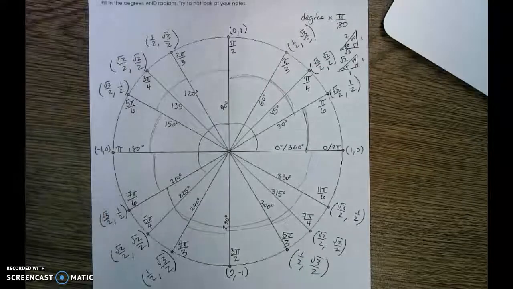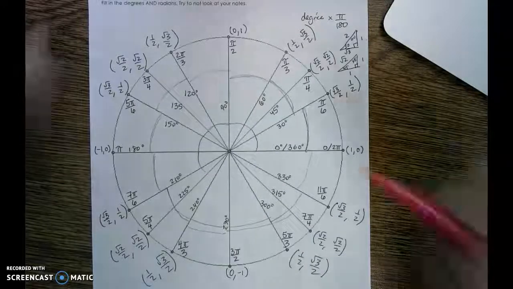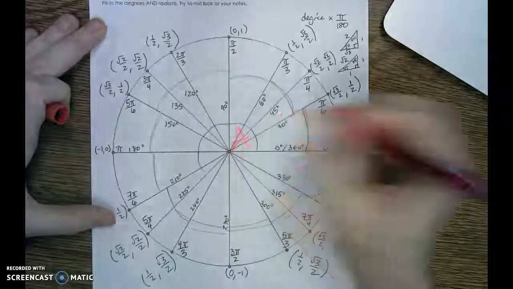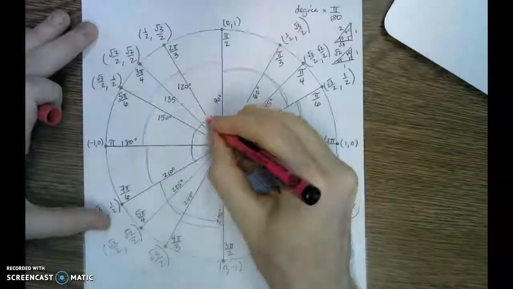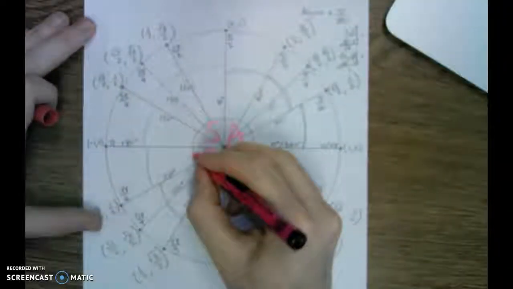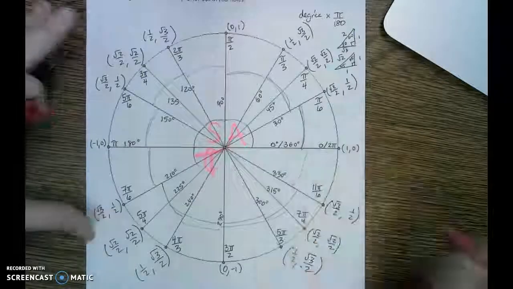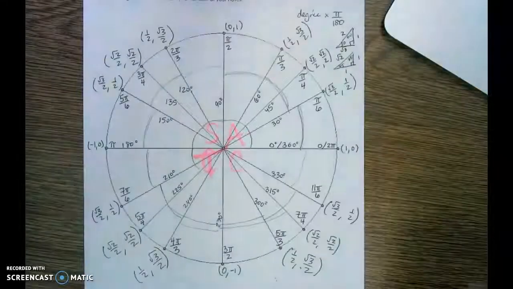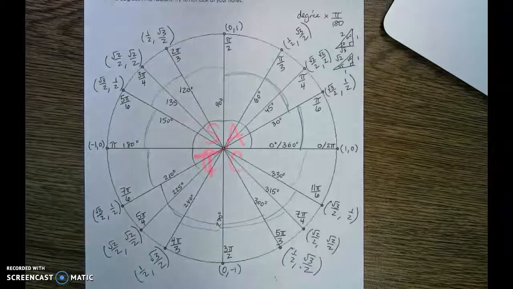And the very last thing to do is to put in negatives. So remember, all are positive in quadrant 1. Sine is positive in quadrant 2. Cosine or tangent is positive in quadrant 3. And cosine is positive in quadrant 4. So that tells you what's positive.